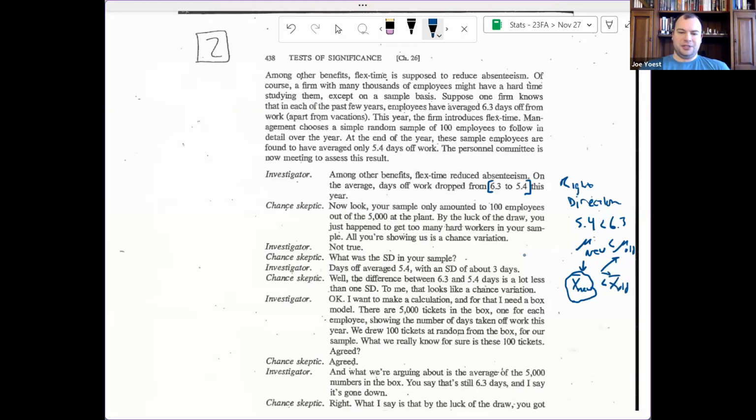And this chance skeptic, the person who's arguing as the devil's advocate in a way, says, well, x bar new, but that's x bar. Like, that might be a good estimate or it might be a terrible estimate of mu. We're not really sure.